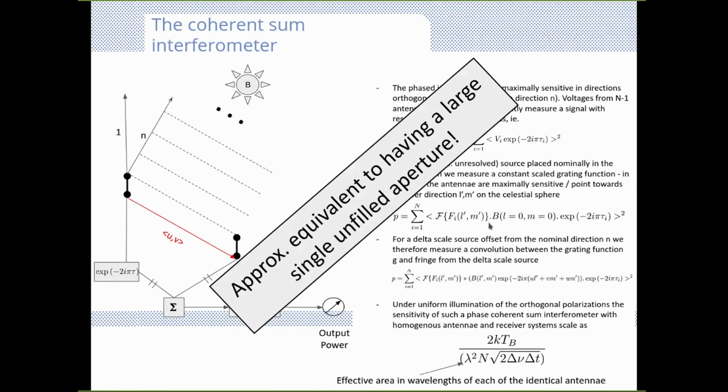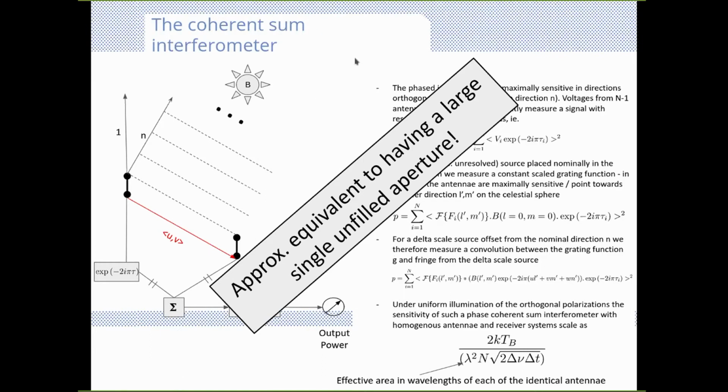Now, this essentially ties the sum interferometer back to what we had with a single dish, approximately equivalent to having a single large unfilled aperture where our grating function just has holes and things in the middle of the constructed aperture.